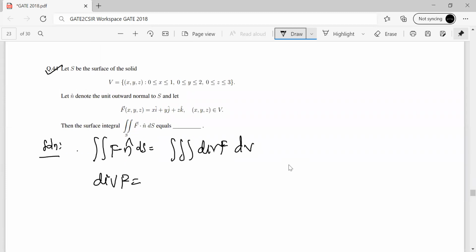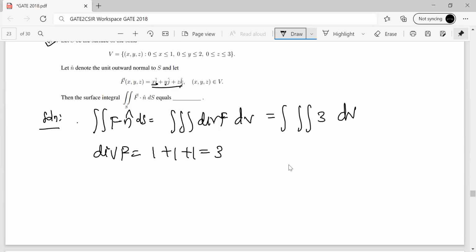The divergence of F is found by simply differentiating the i component with respect to x, the j component with respect to y, and the k component with respect to z. So I get 1 plus 1 plus 1, which gives me 3. So it will be simply 3 times the integral over dV.